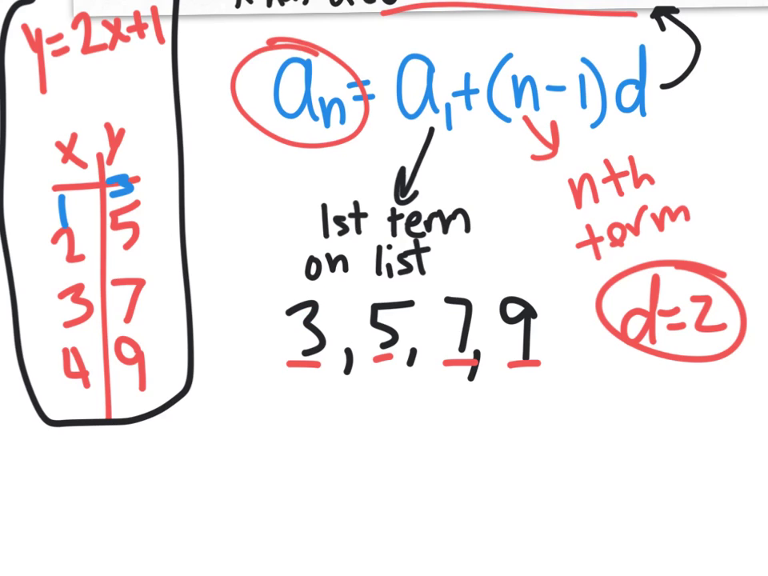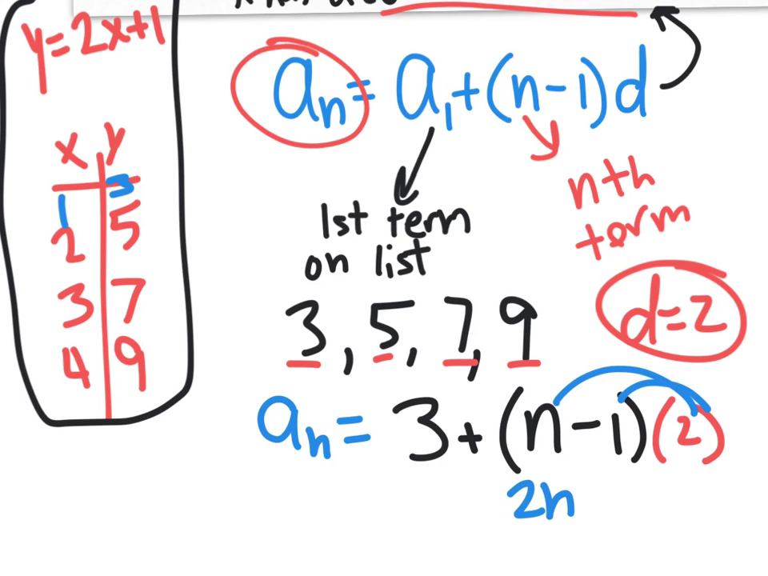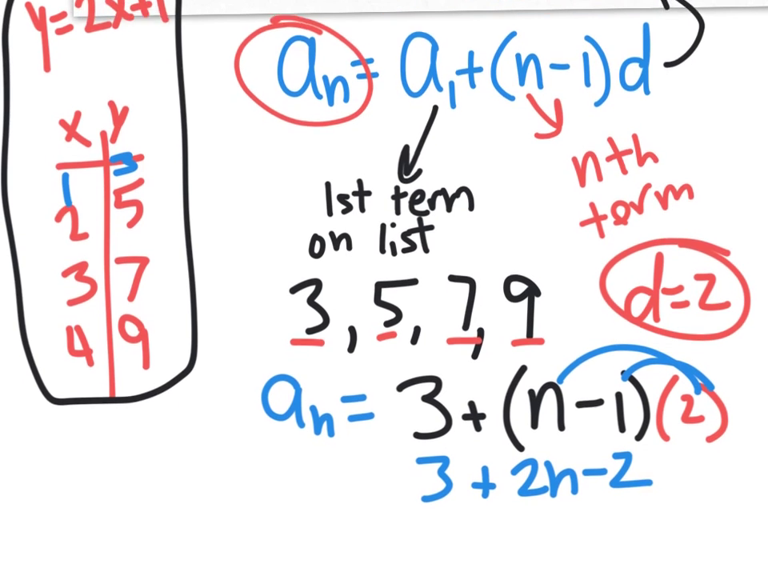So let me do this. My a sub n machine will be equal to, I want to put my first term 3 plus parenthesis, n minus 1, times the common difference, which is 2. Are you guys with me? Now, if I were to distribute 2 times n and 2 times negative 1, I'll get 2n minus 2 and bring down the plus 3. And let's continue simplifying this guy.